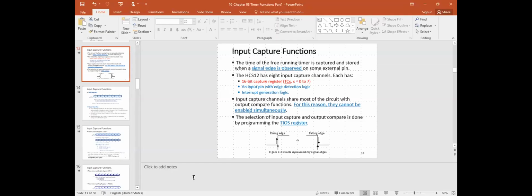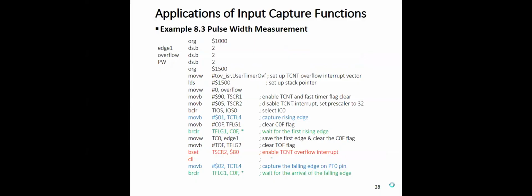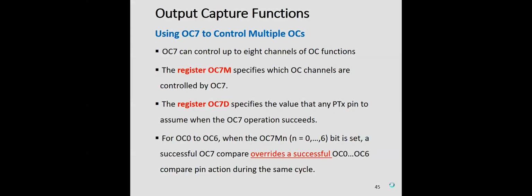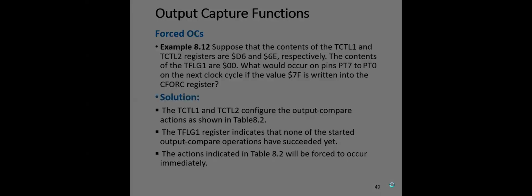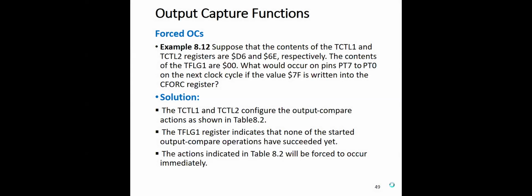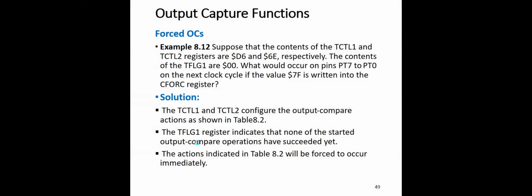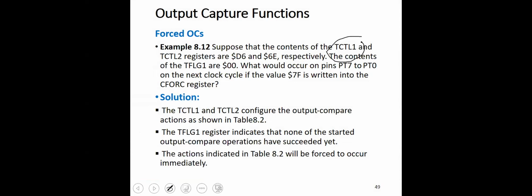Okay, so this example is straightforward, just to figure out the values to be stored in order to use the forced feature. If the contents of the TC control 1 register and control registers are this and this.